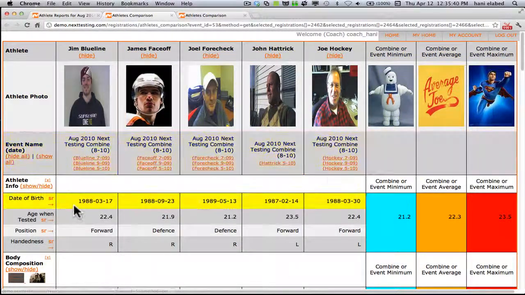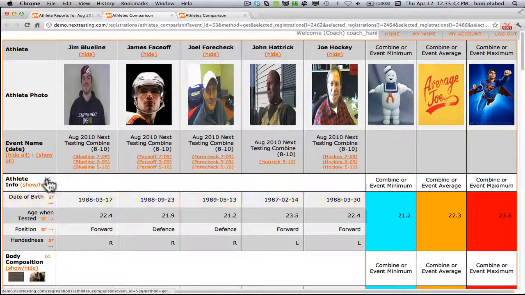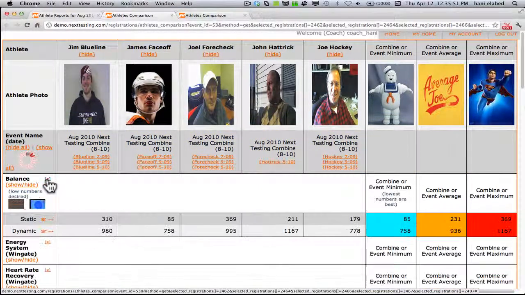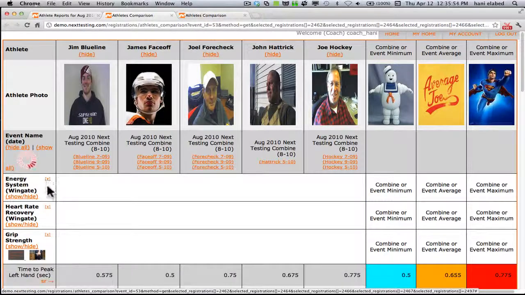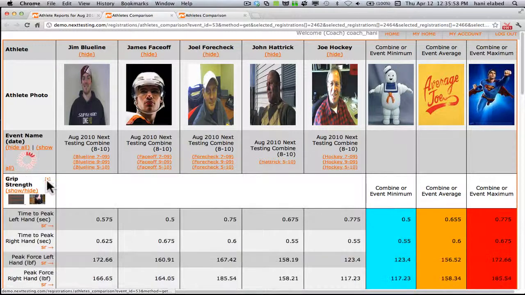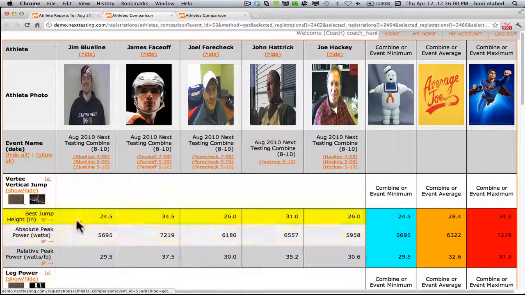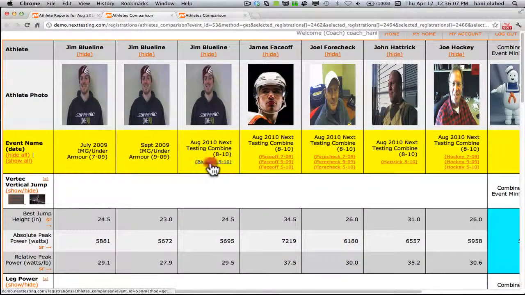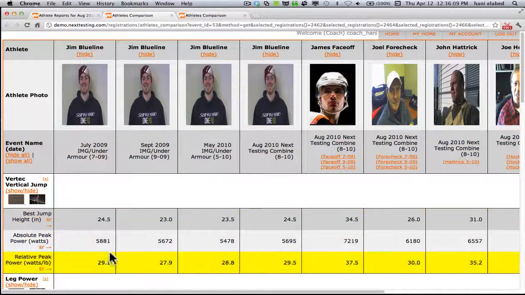You can say, okay, Jim, we want to see how you did when it comes to body fat, or even let's go further down. Let's take the vertical jump. I'm just getting rid of stuff really fast here. All we want is to look at the vertical jump. Here's the vertical jump. Let's go ahead and expand all the events that you've been in, Mr. Jim Blue Line, and we can see this is chronological.